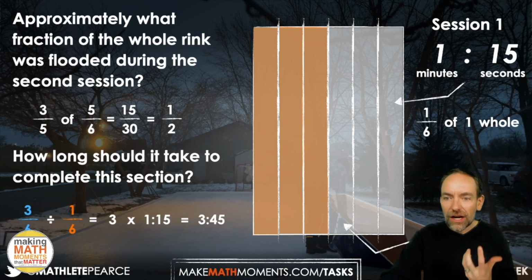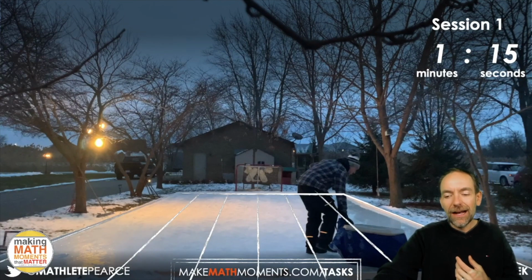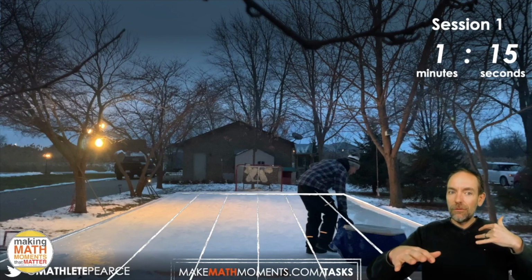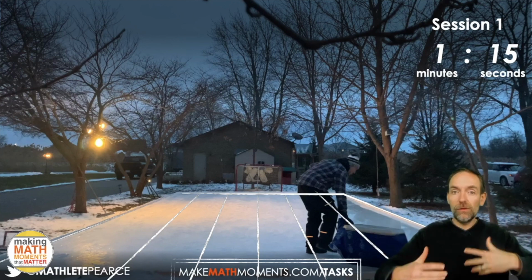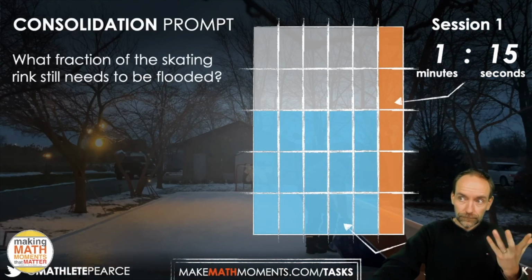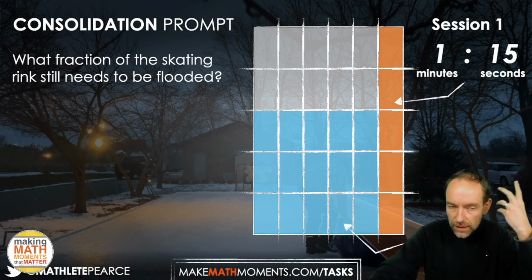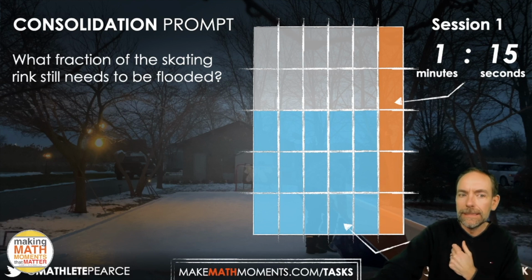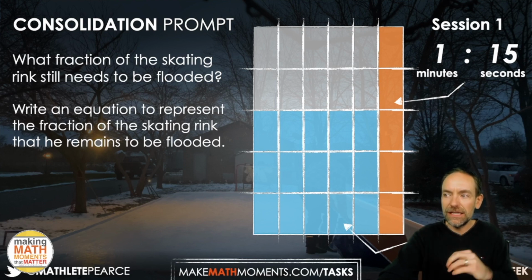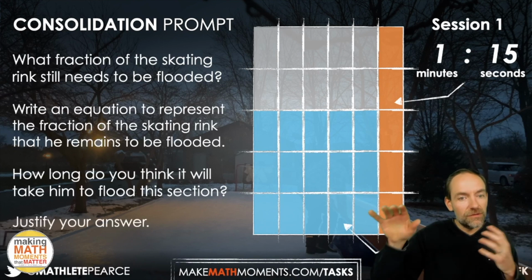So I just wanted to share that with you, my friends, and give you a little bit of something to take away. On this day, we also give a consolidation prompt. That wasn't supposed to be the consolidation prompt, but students were really grappling through this problem. That's a good thing. We want them to productively struggle through this problem. But what we had intended to ask them is, what fraction still needs to be flooded? Students in this class were already telling me that number through the chat. And then we asked them to write an equation to represent the fraction of the skating rink that needs to be flooded, of the whole rink. And how long do you think it'll take? And finally, justify. So this would be their ticket out the door.